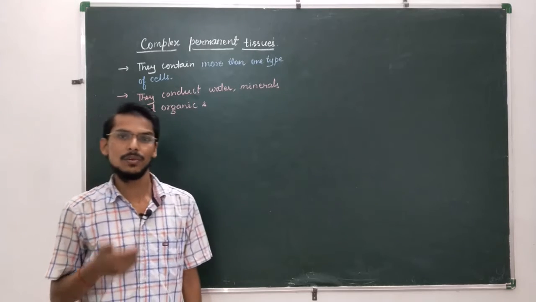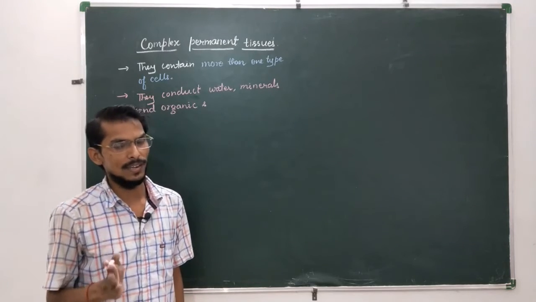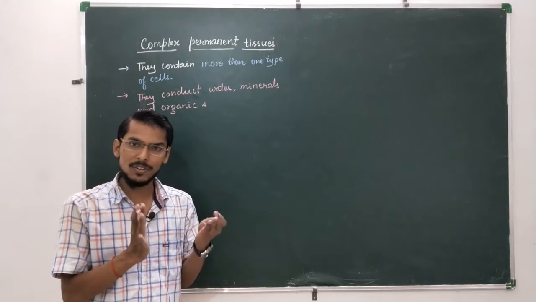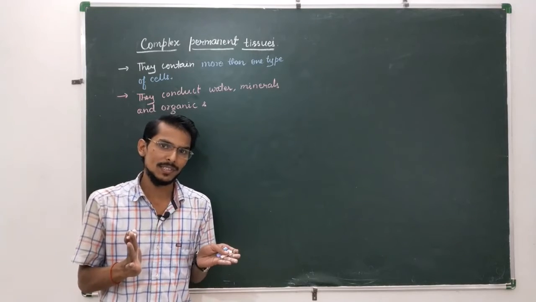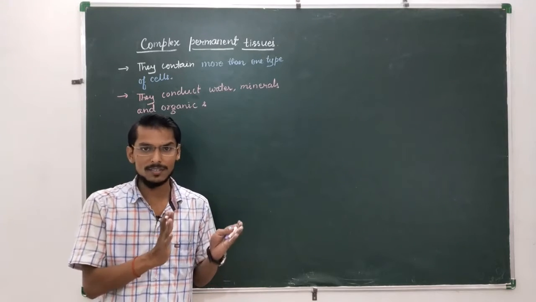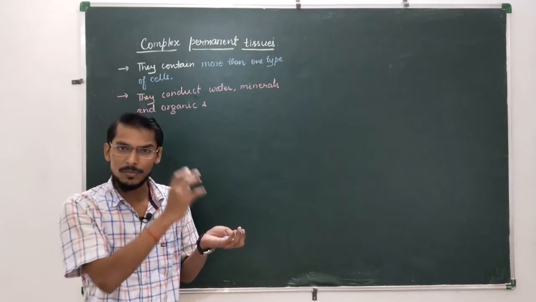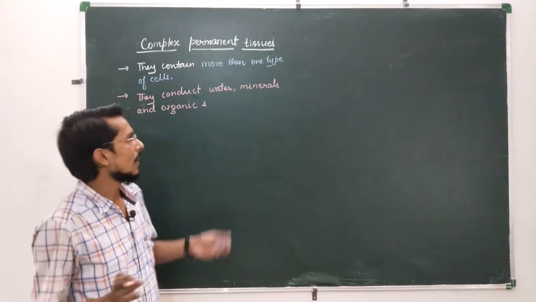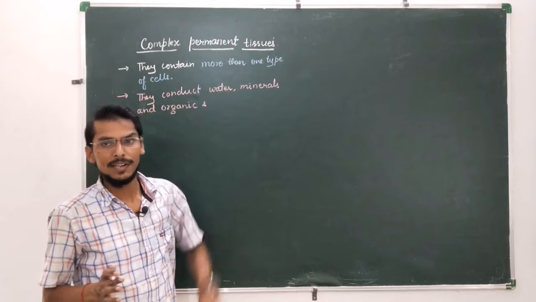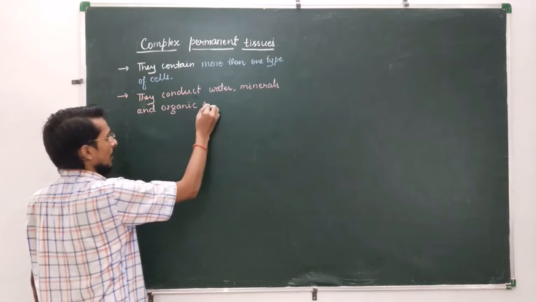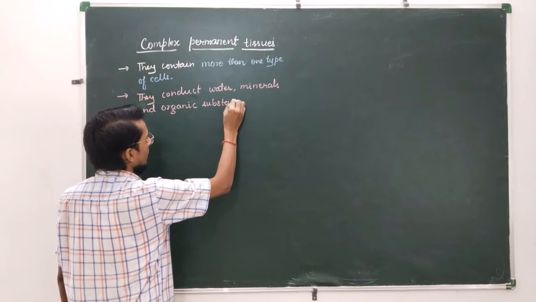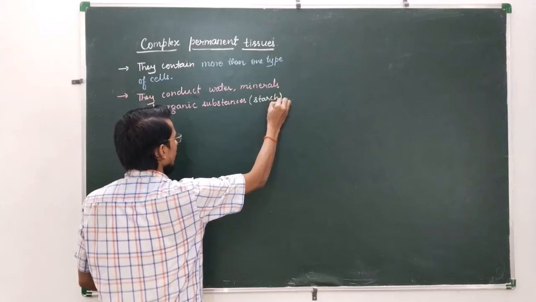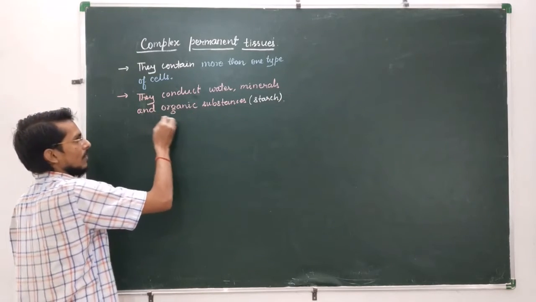Plants can prepare their own food by the process of photosynthesis, and this process takes place in green leaf. So after the preparation of food by the process of photosynthesis, or we can say after the formation of starch, that starch is distributed from green parts to all the parts of plant body, and that is carried out by complex permanent tissue. So I have mentioned here organic substances. We can write here starch. Okay. They conduct water, minerals and organic substances.